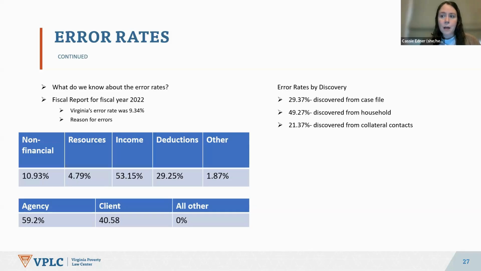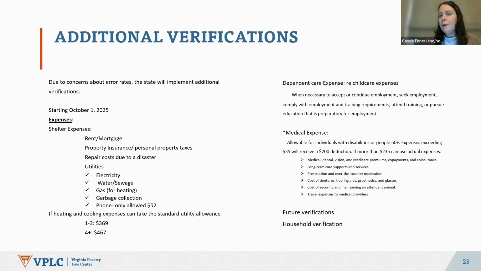We're talking about the program being complicated, and it increases the error rates when you have a program that's complicated to understand. Most of the error rates come from income or deduction of expenses. As a result, we're going to start seeing increased verifications. As I said briefly, there's shelter expense. You can take rent, property insurance, personal property taxes, repair costs due to disasters, utility bills. Before, if it was reasonable how much you said you were paying, you didn't have to verify that. Now you're going to have to verify every single one of these.